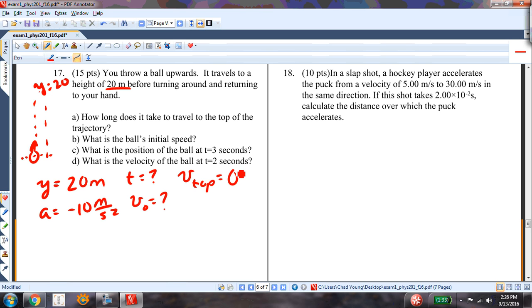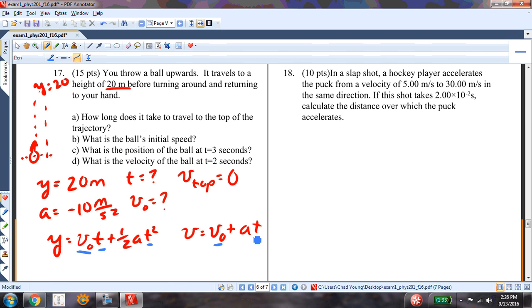So the first thing I want to know is the time. First, I'm going to write down my equations. y equals v naught t plus 1/2 a t squared. And then v is equal to v naught plus a times t. Then I like to write down what are all the unknowns that I have in these equations. Well, I don't know v naught or t. So notice that I have then a system of 2 equations with 2 unknowns in each equation. I need to solve for both t and for v naught.